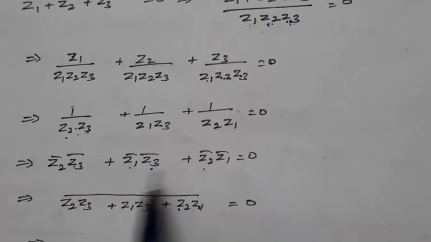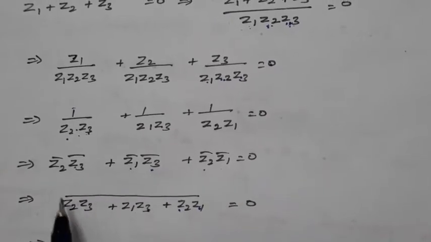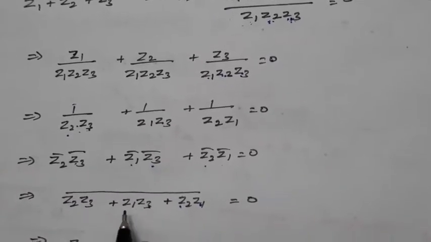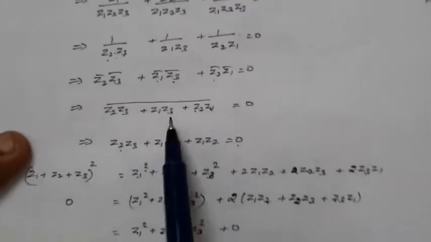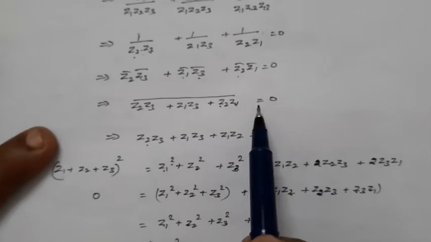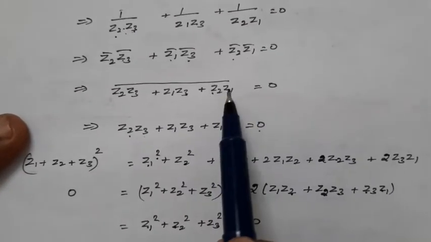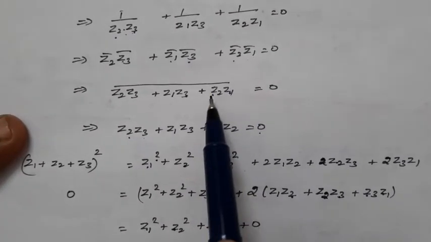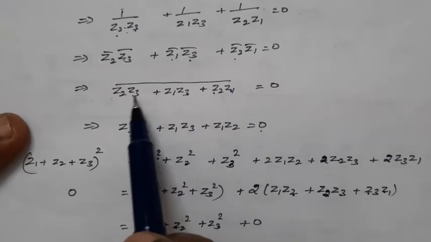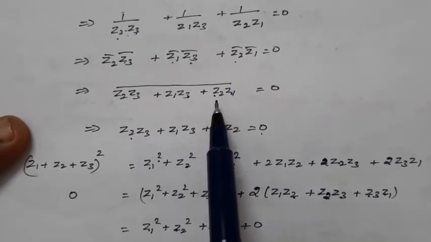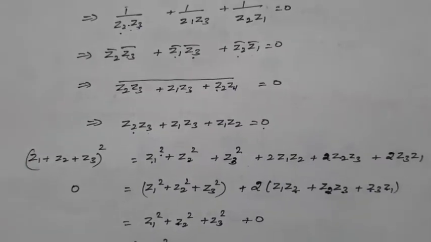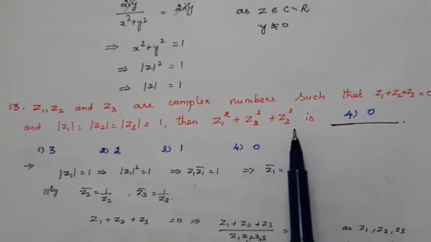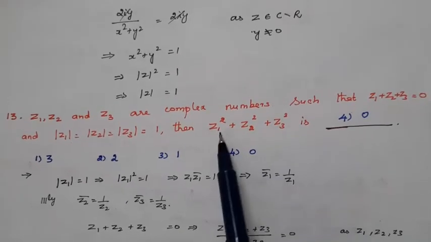Again by the property of conjugate, it will be equal to the conjugate of Z2 Z3 plus Z1 Z3 plus Z2 Z1, the whole bar, equal to 0. Conjugate is 0 means surely its complex number is also 0. So this implies that Z2 Z3 plus Z1 Z3 plus Z2 Z1 is also equal to 0. Now we have to find out the value of Z1 squared plus Z2 squared plus Z3 squared.